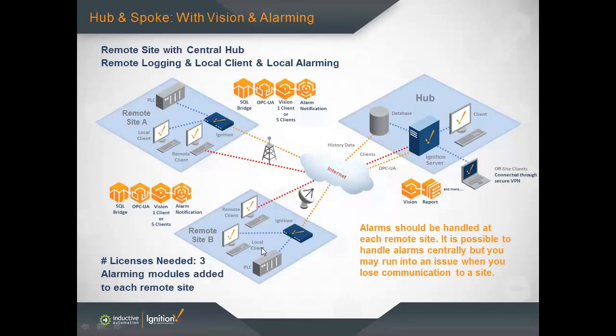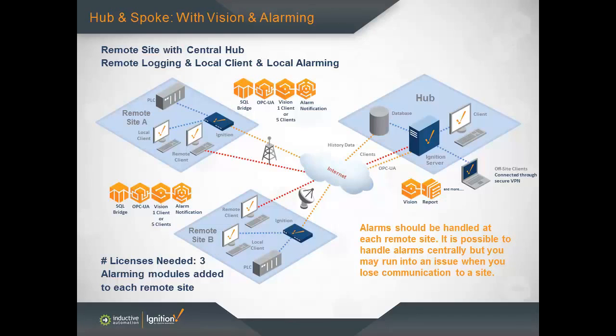So alarms should be handled at each of the remote sites since it's right next to the PLC. That way if you lose comm, it still can send out those alarms. But it is also possible to handle all the alarms centrally up here, and where you'd be installing the alarm notification up at the hub and not at each of the remote sites. So again, it's just a matter of what modules you need at each of the locations.